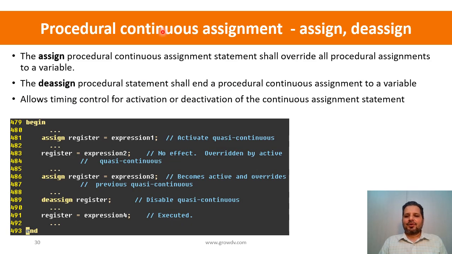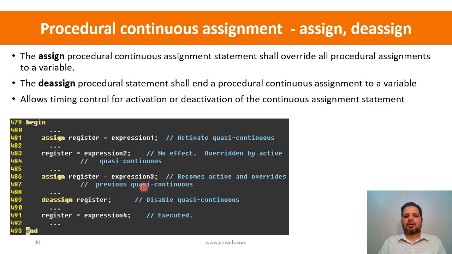Okay, so we have looked at the 2 forms of procedural assignment statements, the blocking and non-blocking. Now we'll look at the procedural continuous assignment statements, which are assign and deassign. As we had discussed at the beginning of this session, the main value that this assign and deassign statement brings in is that it provides the timing control for the activation and deactivation of your continuous assignment statement. That's the main value that this particular construct is bringing in.